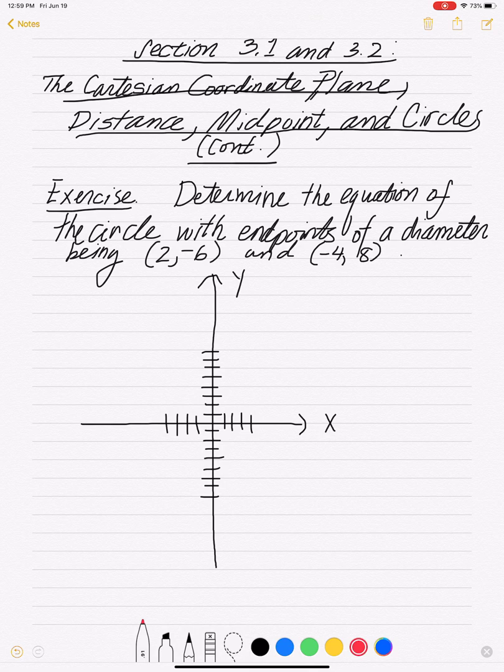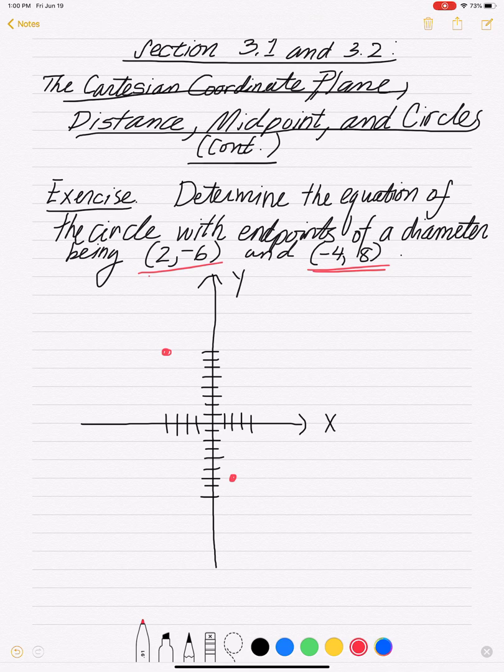All right. So if I write down (2, -6), that is right, 1, 2, 3, 4, 5, 6, right here. That's this point. And then I've got another point, (-4, 8). That's right here.